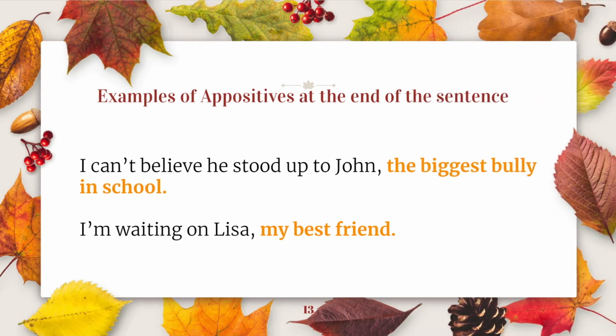Now let's look at examples of appositives at the end of the sentence. I can't believe he stood up to John, the biggest bully in school. The biggest bully in school is the appositive and is giving extra information about who John is. Let's move on to our next example. I'm waiting on Lisa, my best friend. My best friend is the appositive and is giving extra information about Lisa.